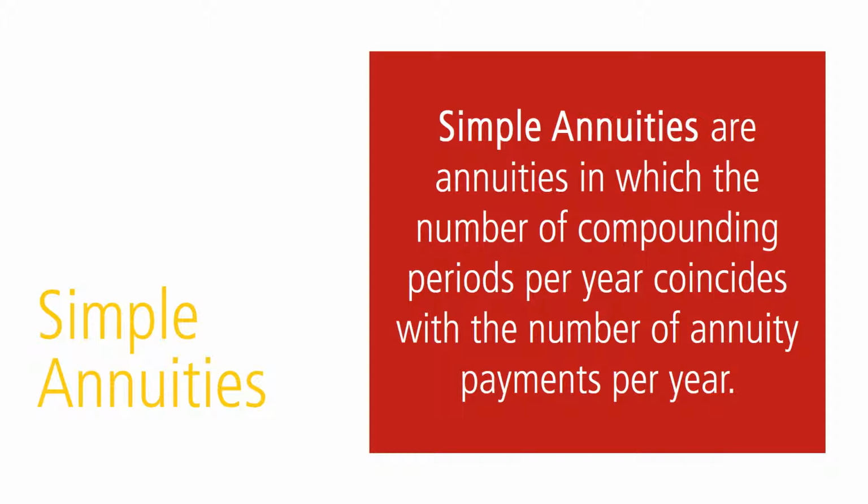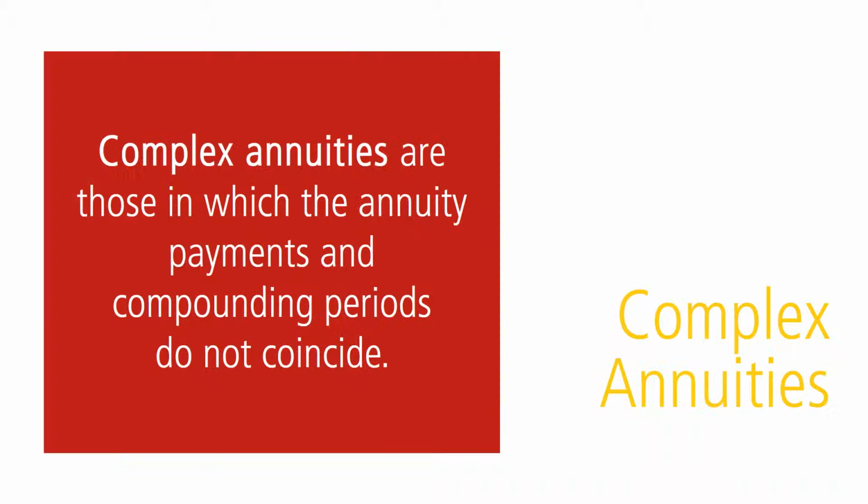All the exercises in this presentation are of the type known as simple annuities. This means that the number of compounding periods per year coincides with the number of annuity payments per year. For example, if the annuity payments are monthly, the interest is compounded monthly, and if the annuity payments are made every 6 months, interest is compounded semi-annually. Complex annuities are those in which the annuity payments and compounding periods do not coincide.